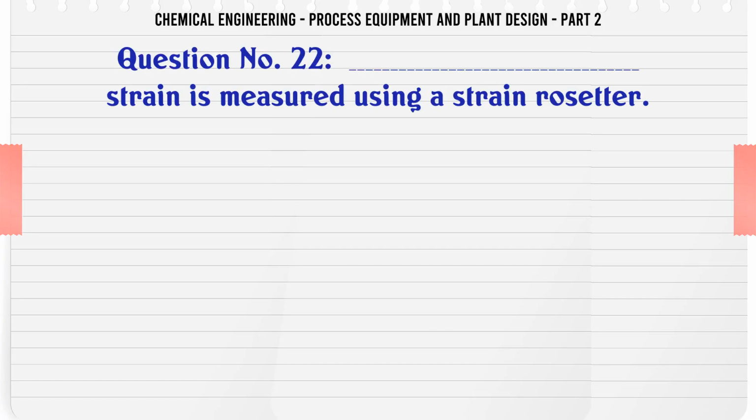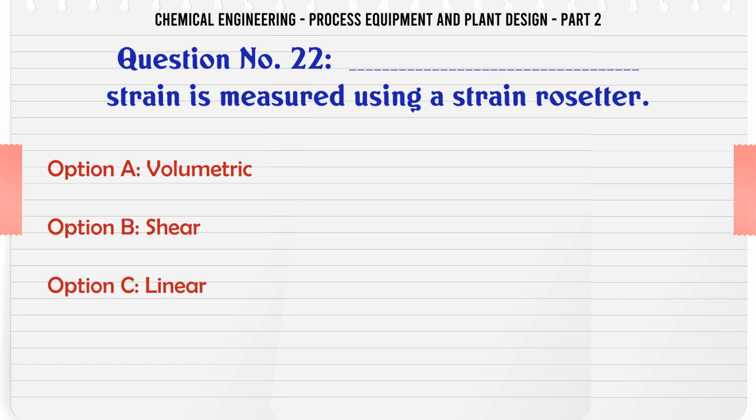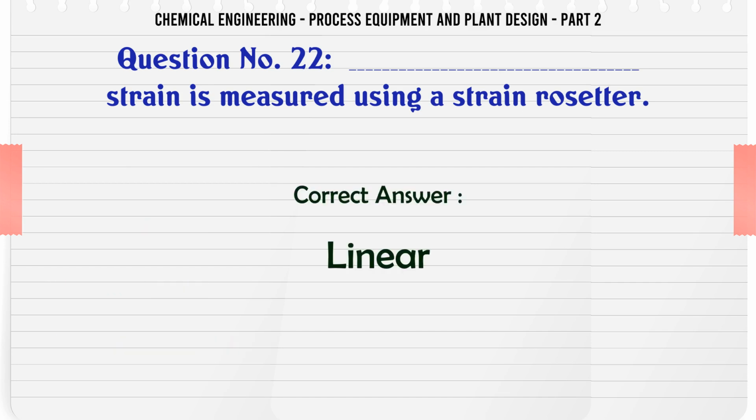Strain is measured using a strain rosette. A. Volumetric. B. Shear. C. Linear. D. None of these. The correct answer is linear.